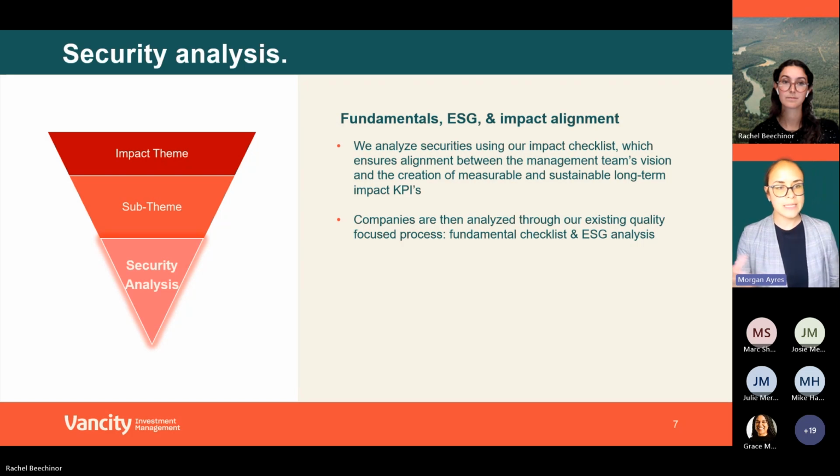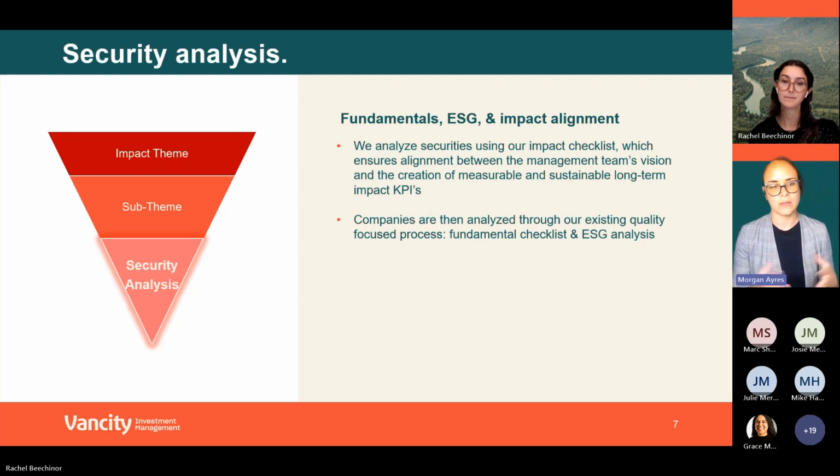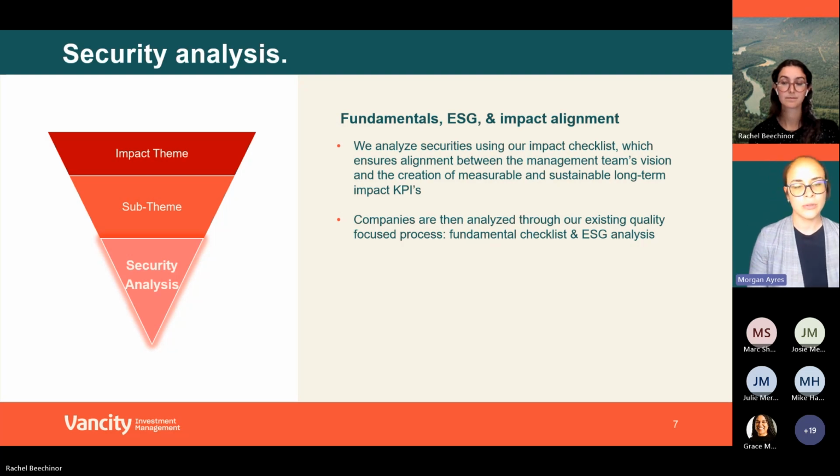Once we've built out our universe, this is where we go back from looking at a top-down analysis to our fundamental approach, which Rachel touched on earlier. And this is the same approach that we use across all of our funds. We accomplish this through a checklist process, which really helps us limit bias. It ensures alignment with our strategy and creates a repeatable process. So in this step, we also look closely to determine the measurability and the trackability of the company's impact alignment.